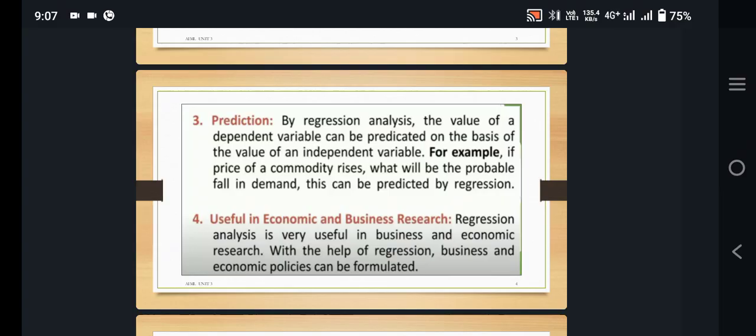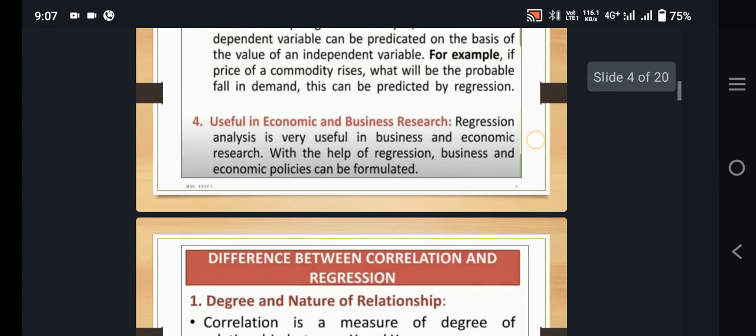The fourth one is useful in economic and business research. Regression analysis is very useful in business and economic research. With the help of regression, business and economic policies can be formulated.